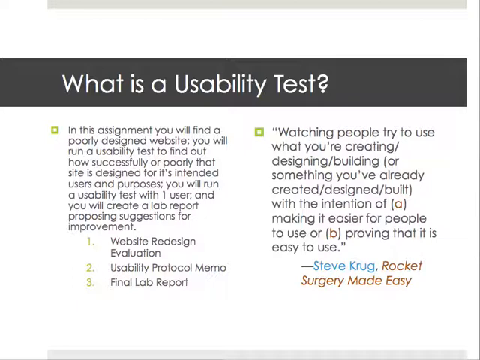If you think about this in a real life situation, at your job, and this is an assignment that you have, these are just the steps that you would go through to fix a website in web design, or any product, but we're focusing on websites. So again, you're going to have the website redesign evaluation, the usability protocol memo, and a final lab report. Those are the 3 steps to complete this entire process of running a usability test.